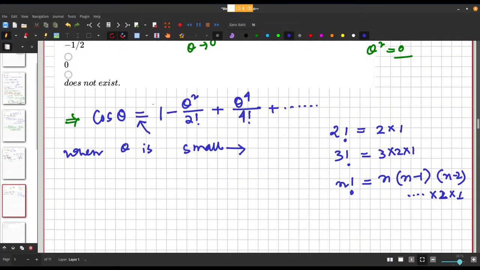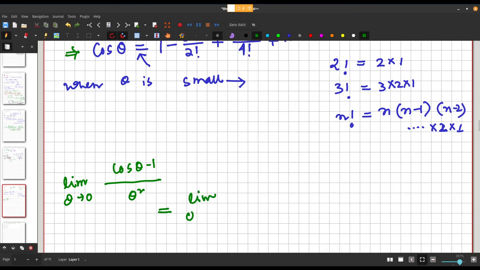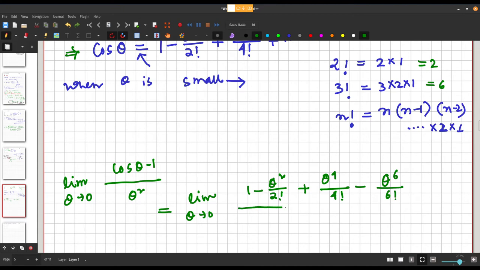So let us rewrite the function here. We have limit theta tends to 0 of cos theta minus 1 by theta square, and this will be limit theta tends to 0 of 1 minus theta square by 2 factorial. So here 2 factorial will be 2, this will be 6 and so on, plus theta to the power 4 by 4 factorial minus theta to the power 6 by 6 factorial, and so on. And there is a minus 1 term, and the whole thing is divided by theta square.